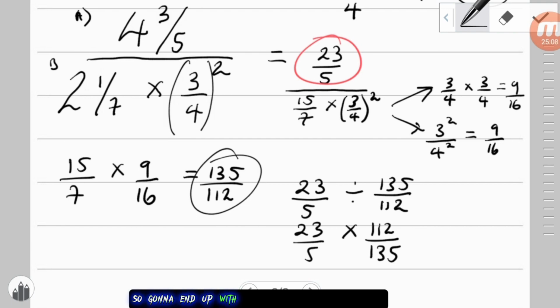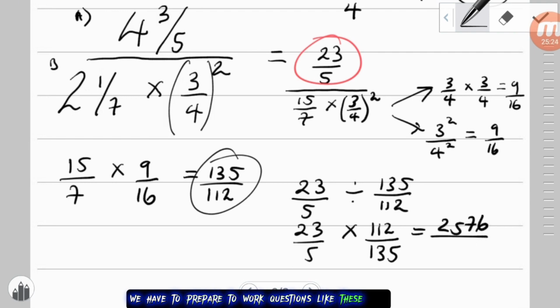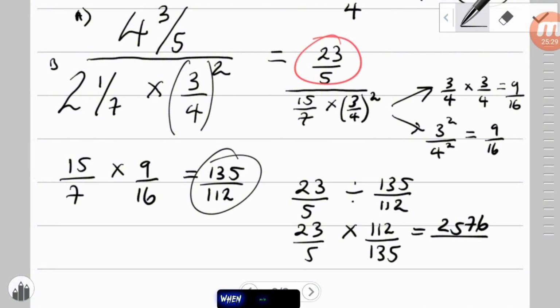So we're going to end up with some very large numbers here, and that's okay, because it depends on the structure of the question. So we're going to have 23 multiplied by 112. That gives us 2,576. We have to prepare to work questions like these, guys, because when you get these questions, you may think you are incorrect when you're not.